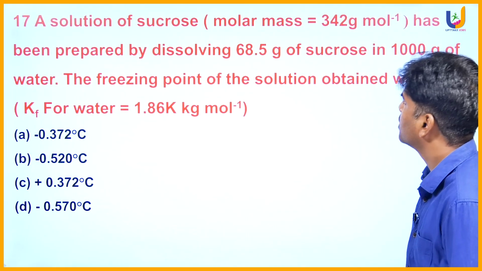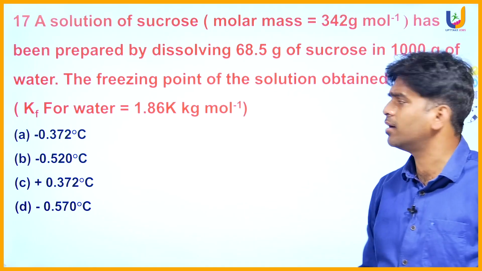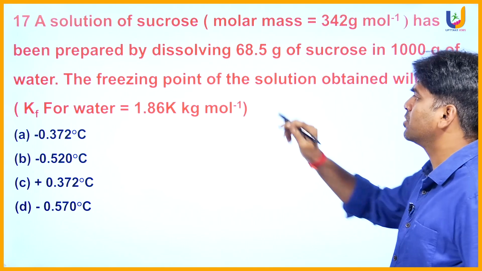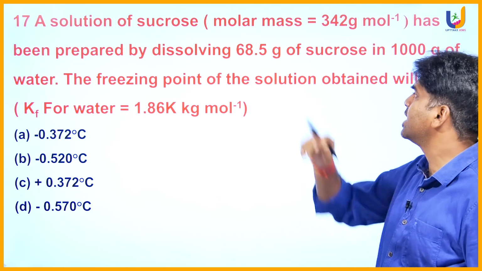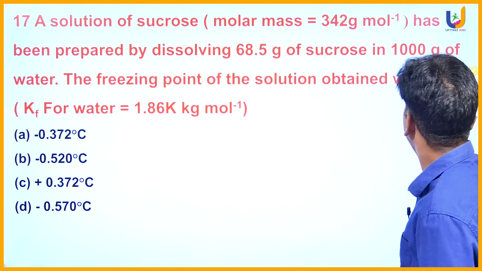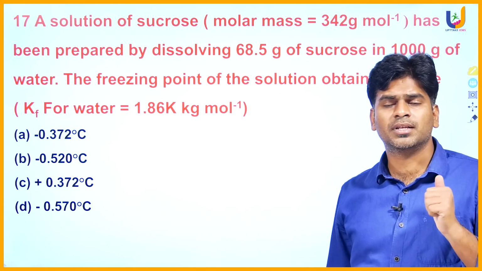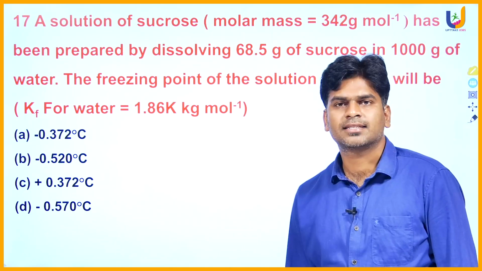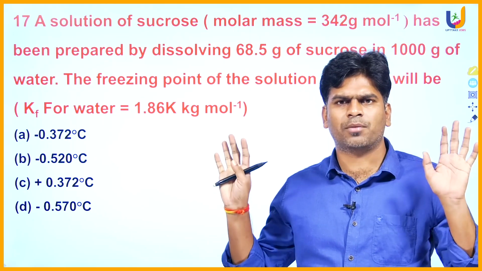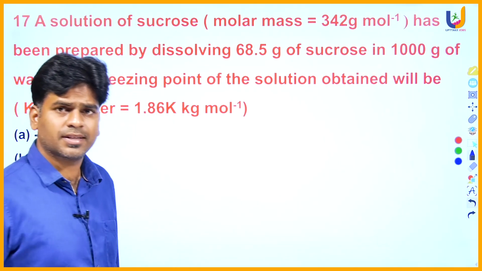So option D. A solution of sucrose, molar mass 342, has been prepared by dissolving 68.5 grams of sucrose in 1000 grams of water. The freezing point of the solution obtained will be what? They are asking just the freezing point. Let's continue. So it is depression in freezing point, the same formula again. From the depression in freezing point formula only we will be finding it. What is the formula?